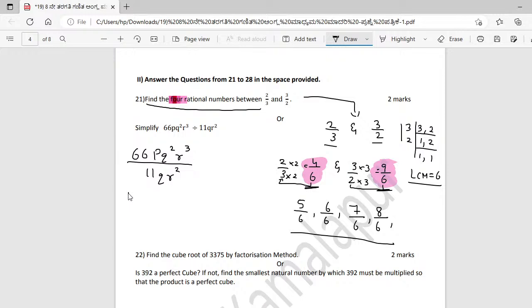So 66 into, we're going to expand all the values, that is p. Q square, we can write down q into q. R cube, so we can write down r into r into r, 3 times. This is the very easiest way I'm showing you. Denominator is 11q into r square, which means you write r 2 times. Now do the calculation.